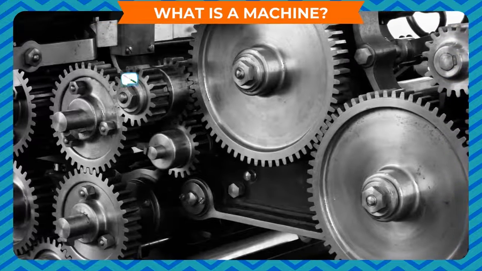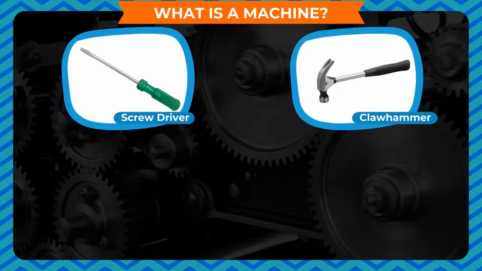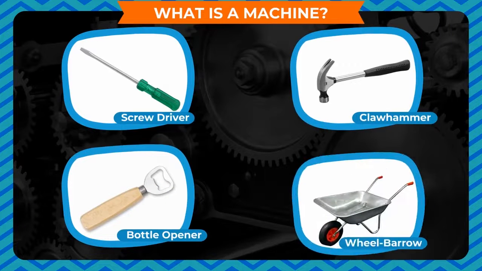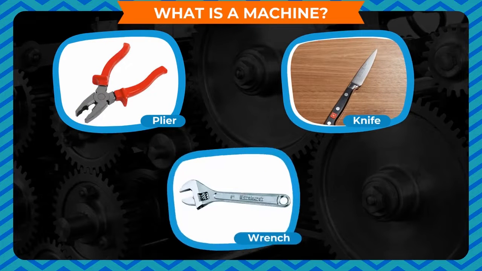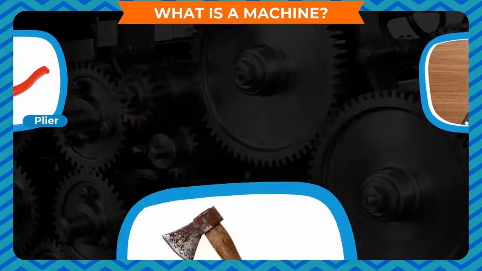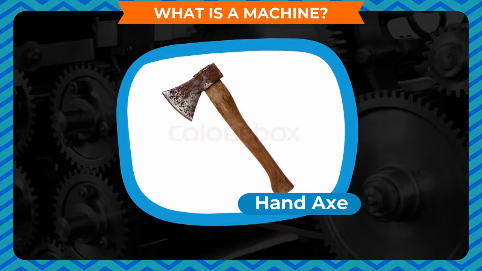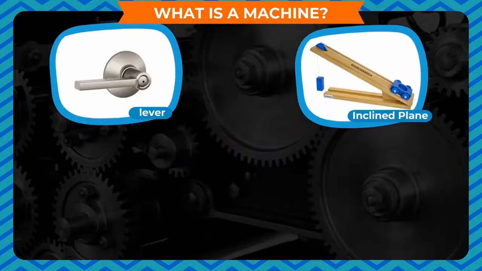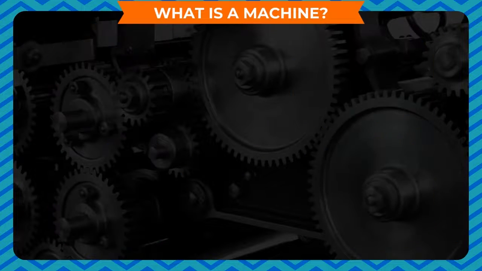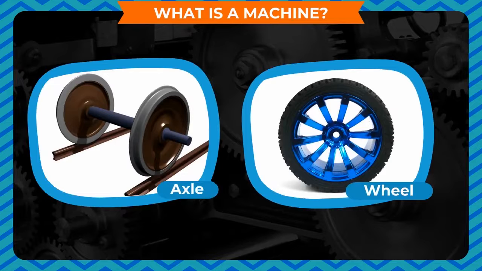particular action. Screwdriver, claw hammer, bottle opener, wheelbarrow, plier, knife, wrench, etc. are simple machines. The first machine made by human is the hand axe. Simple machines have a few parts only and are easy to use. The basic types of simple machines are lever, inclined plane, screw, pulley, wheel, and axle.